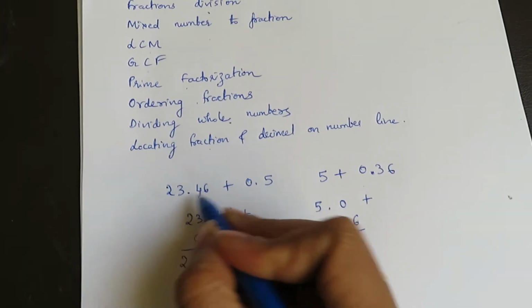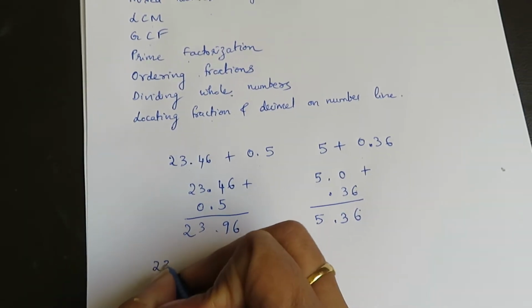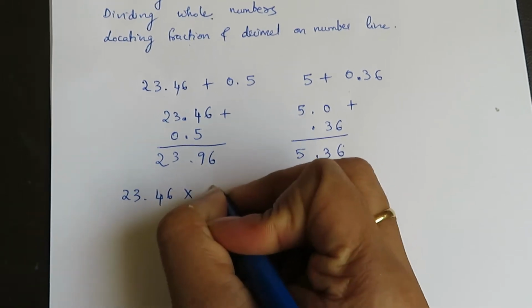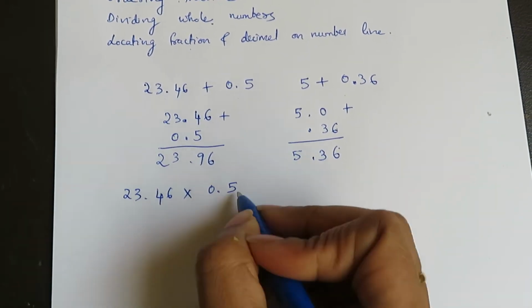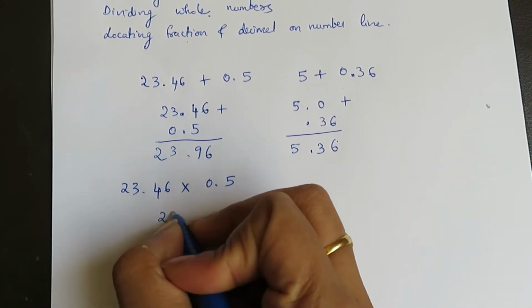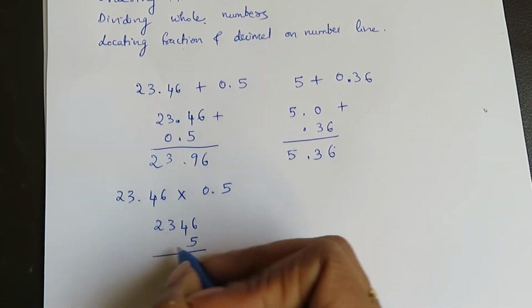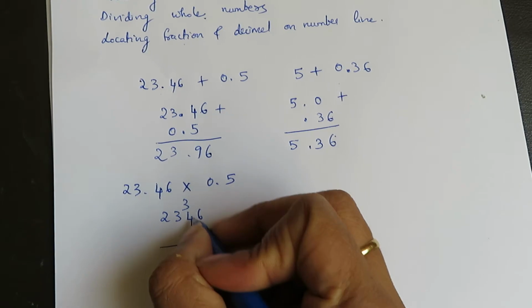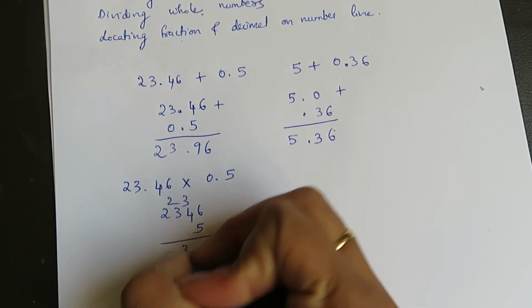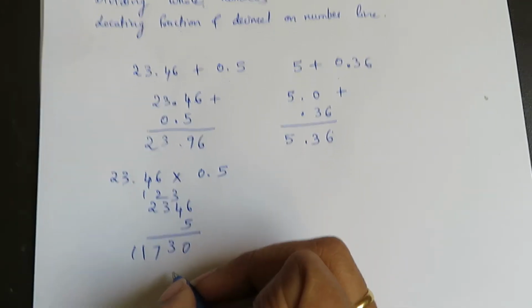In order to do decimal multiplication, what do you do? If the question is 23.46 multiplied by 0.5, you multiply the numbers normally. So that means 2346 multiplied by 5. You do a normal multiplication. So 11730 is the final answer.